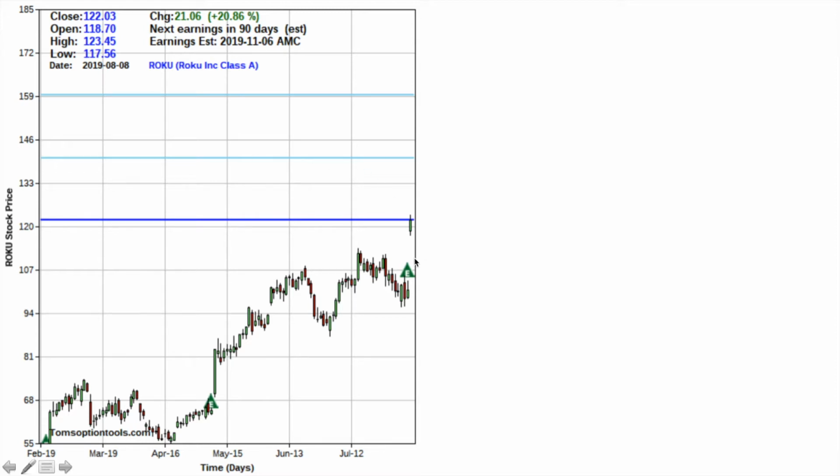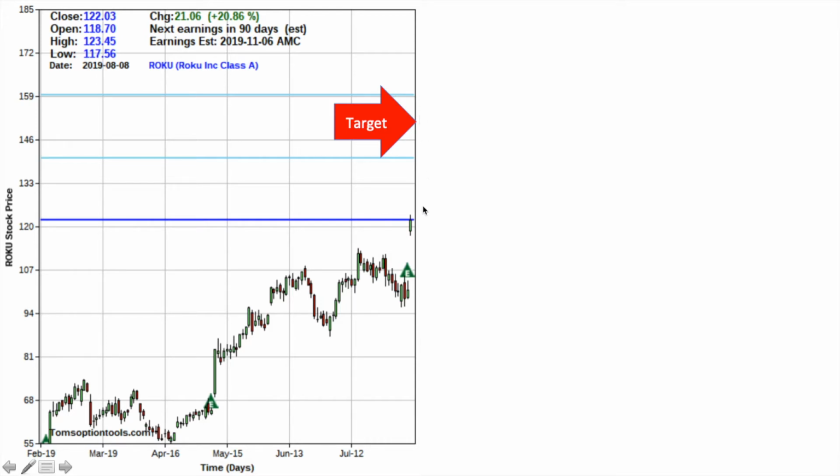So here we go. We've got a stock here, Roku. This was back on August the 8th. Roku came out with earnings the prior day that just blew the doors off. They raised expectations going forward. The analysts really loved the stock. It was off to the races. And our expectation here was that the stock was going to run up. In fact, we thought it might go all the way up here to $50.